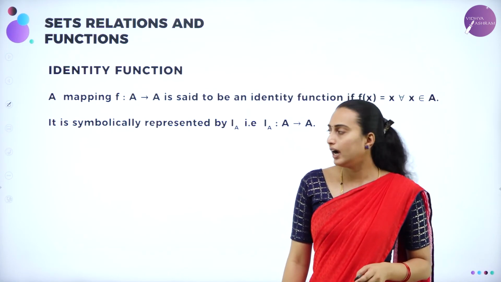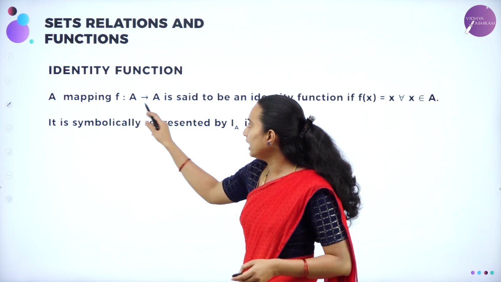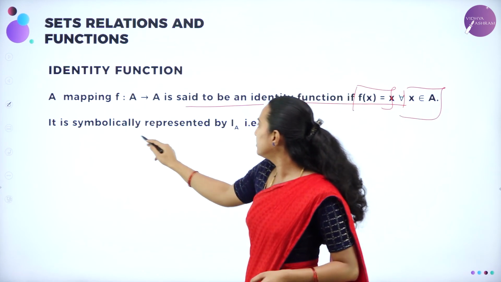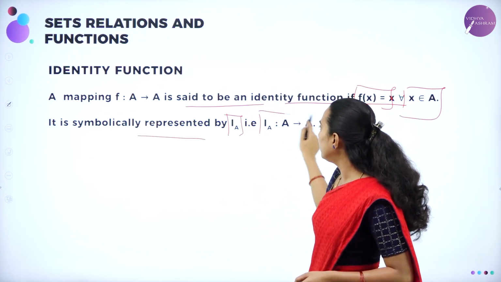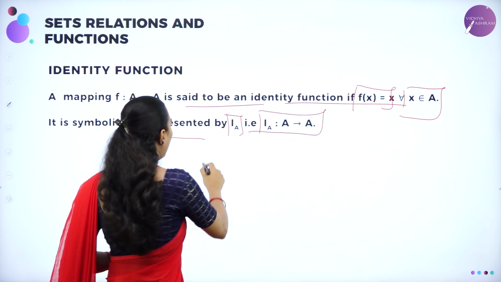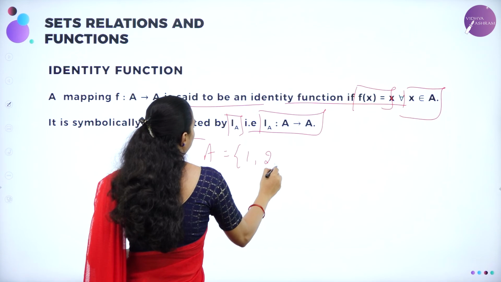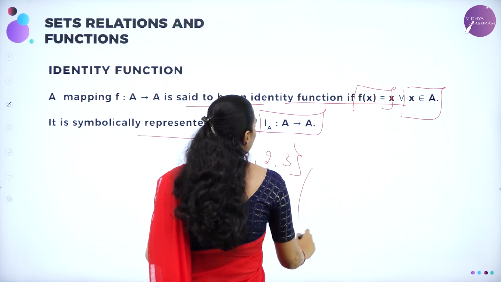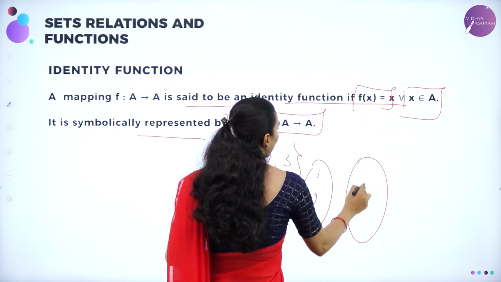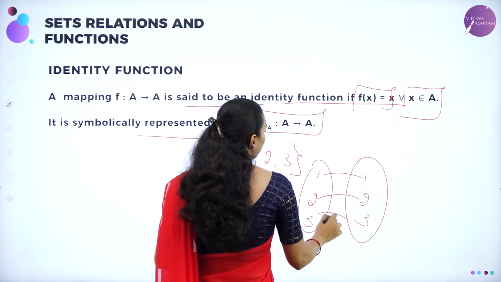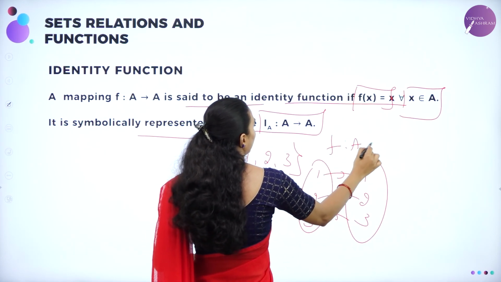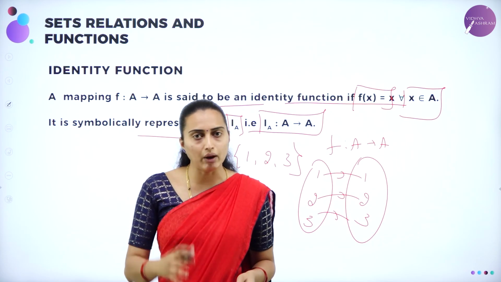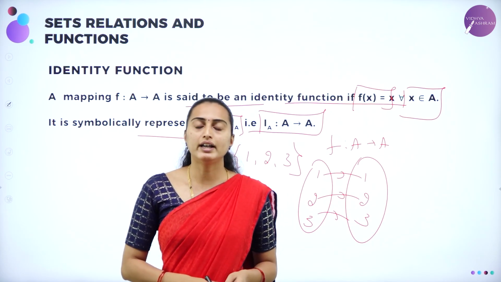Next we'll move on to the identity function. Identity means f from A to A is said to be an identity function if f of x is equal to x for all x belongs to A. It is symbolically written as I_A, that is I_A, f from A to A. Suppose A is equal to 1, 2, 3 and the mapping is from A to A. F from A to A is going to be known as the identity. I can write here 1, 2, 3, and here 1, 2, 3. 1 is getting connected to 1. This is going to be known as f from A to A. If you write it the other way also, 1 to 1, 2 to 2, 3 to 3 only should connect. A to A only should connect. That is called the identity function.